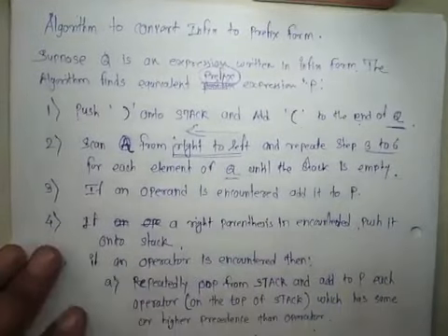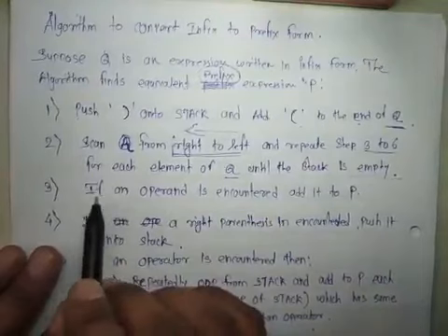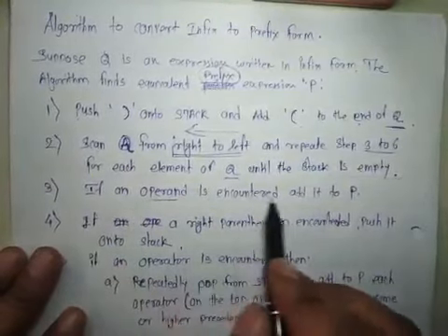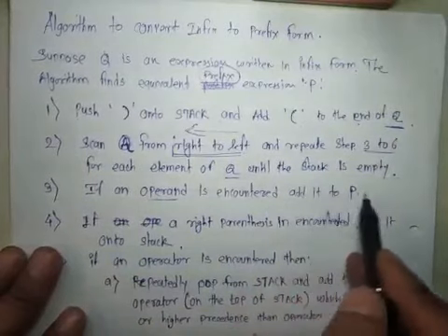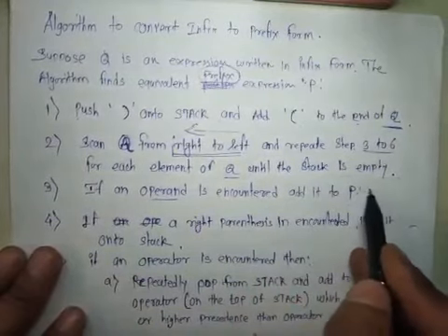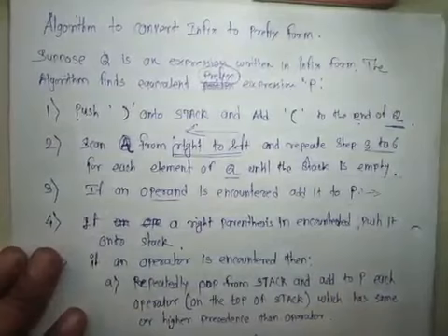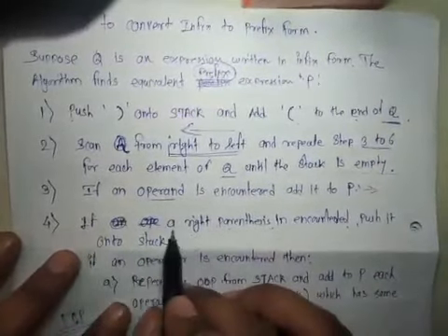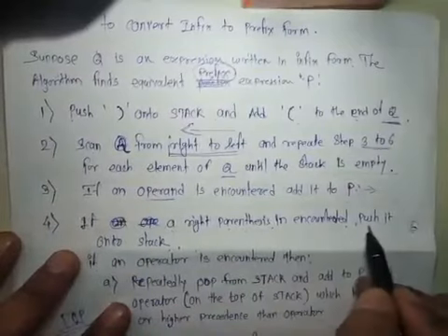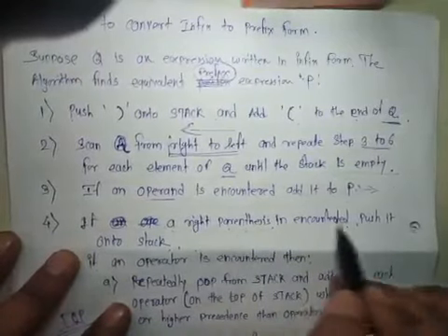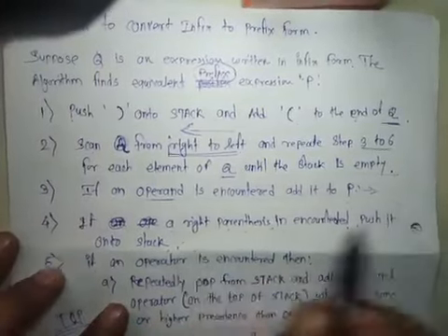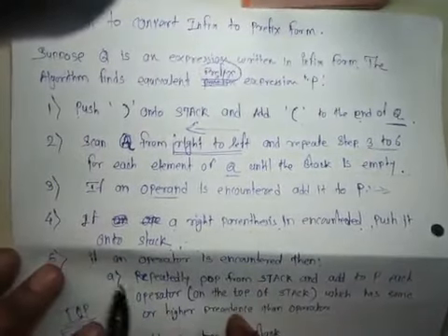Now the next step: if an operand is encountered, like A, B, C, add it to P. P is the output, or the equivalent prefix expression. What is the next step? If a right parenthesis is encountered, then we are going to push it onto the top of the stack. Very simple. There is no big science here.